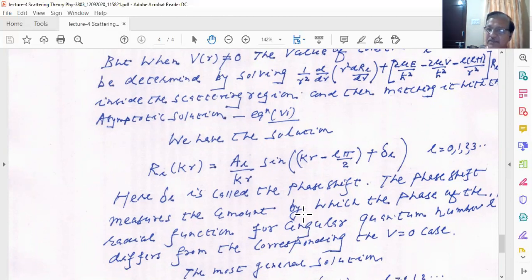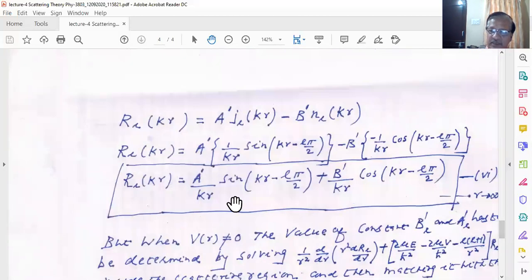So once again, please remember we have solved the Schrodinger wave equation in two different regions. We have solved it in the region where there is no potential. When there is no potential, the solution of this Schrodinger wave equation consists of a sine term and a cosine term also. The cosine term is because of the Neumann function, and the sine term is because of the asymptotic nature of the spherical Bessel function of order L. So this is because of the spherical Bessel function, and this is because of the spherical Neumann functions.